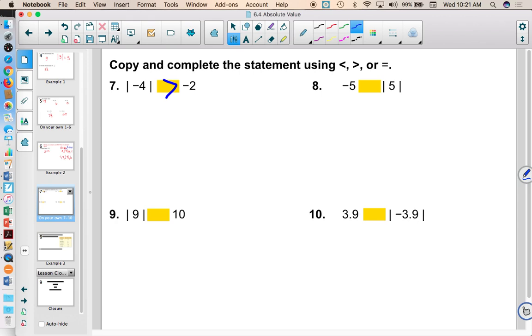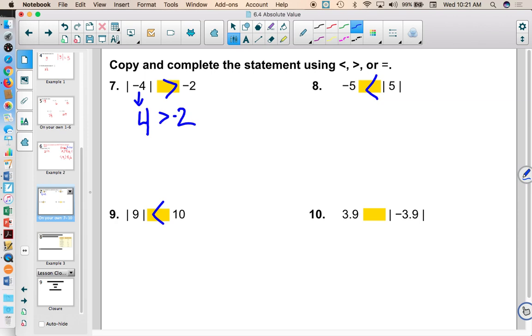And to prove that, because I know this is 4, it is greater than 2. That's my proof. That's how I know it. Okay, negative 5 compared to the absolute value of 5. What's it going to be, Cashton? Negative 5 is less than the absolute value of 5. The absolute value of 9 compared to 10, what's it going to be, Cole? 10 is greater, so 9 has to be less than, all right?